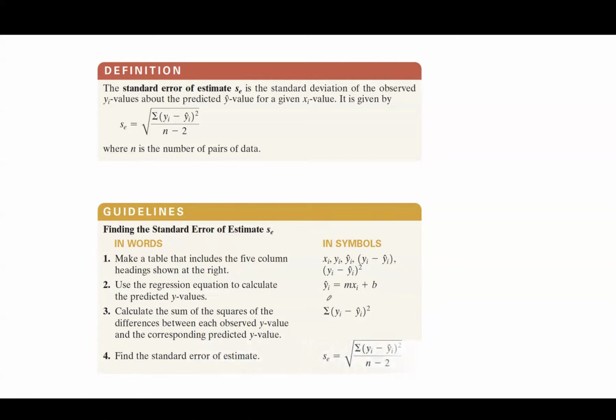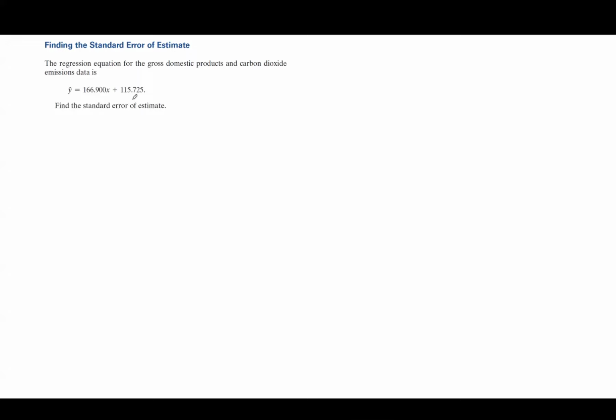Very good. Let us go over one example. We are going back to our GDP example because we already calculated a lot of important components like the regression line. Remember, the regression equation for the gross domestic product and the carbon dioxide was given as y hat equals 166.9x plus 115.725. We want to find the standard error of estimate. And let's use our table to make the necessary calculations.